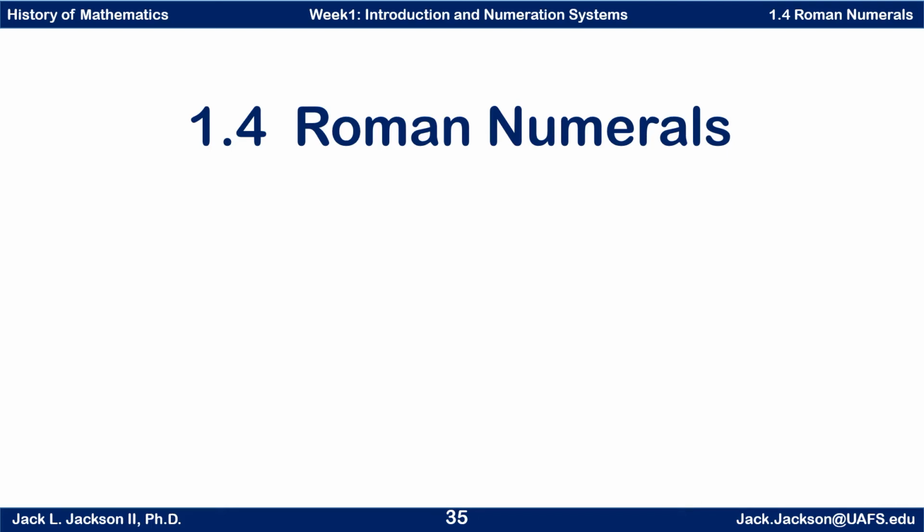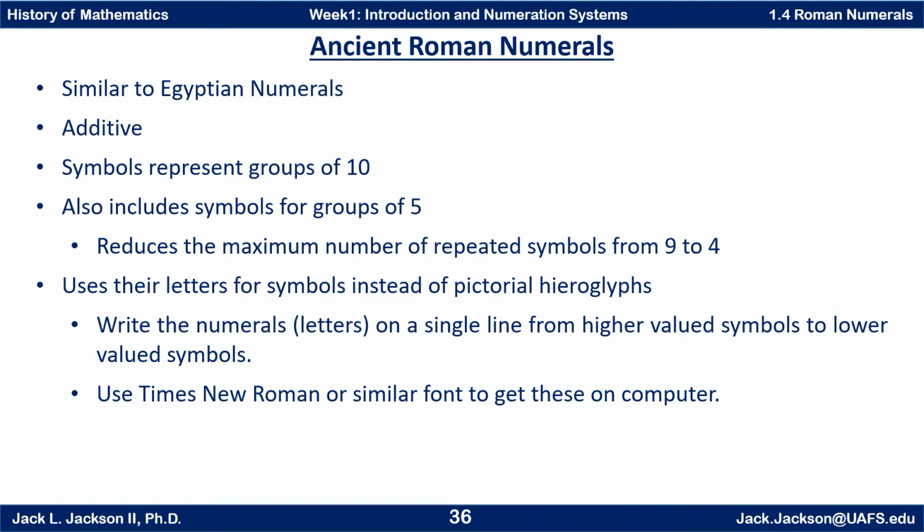In this video, we will be seeing how the ancient Romans represented natural numbers, Roman numerals. In our previous video in this playlist, we saw that ancient Egyptians used an additive system where they used symbols to represent groupings and groups of 10. The ancient Romans used a very similar system. They also had an additive system, and it also used groups of 10. But they also had symbols for groups of 5 as well. This has the advantage over the Egyptian numbers of reducing the maximum number of repeated symbols from 9 to 4.